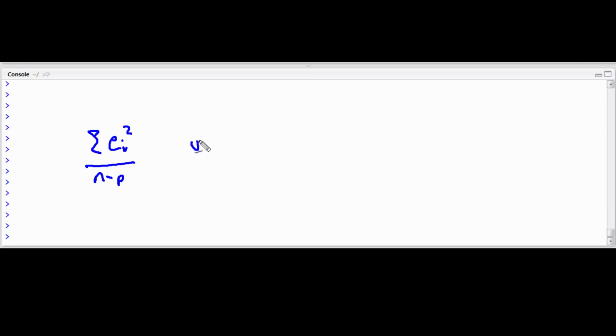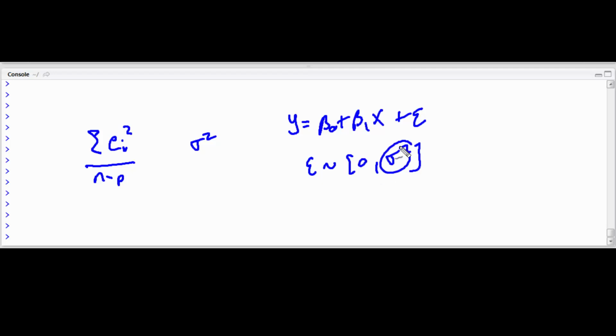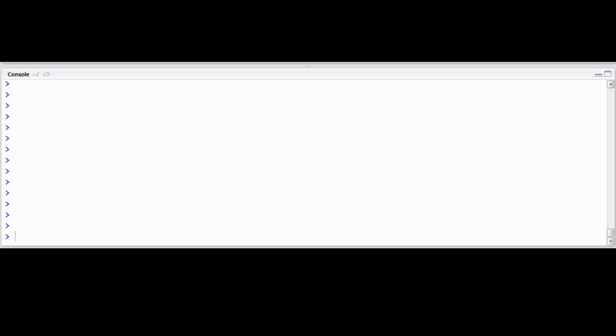And that's going to estimate sigma squared, where sigma squared is from our y equal to beta naught plus beta 1 x plus epsilon. Epsilon, we're going to assume, has a mean 0 and a variance sigma squared. So that variance, the variance of our residual, is what is called the residual variance. And so the estimate of the residual variance is just the sum of the squared residuals divided by n minus p. So let's go ahead and verify this so we know what R is doing behind the scenes.